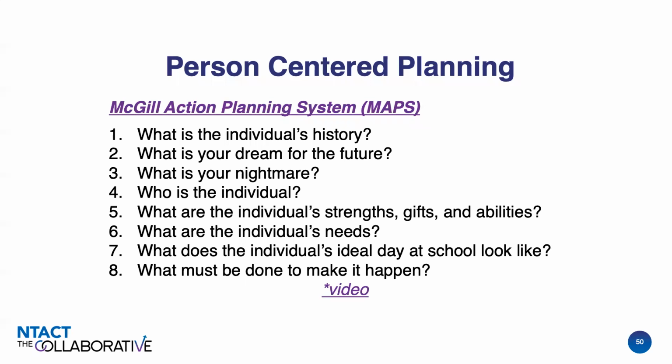There's also the McGill Action Planning System, known as MAPS, that asks eight major questions. What is the individual's history? What is your dream for the future? What is your nightmare? Who is the individual? What are the individual's strengths, gifts, and abilities? What are the individual's needs? What does the individual's ideal day at school look like? And what must be done to make it happen?